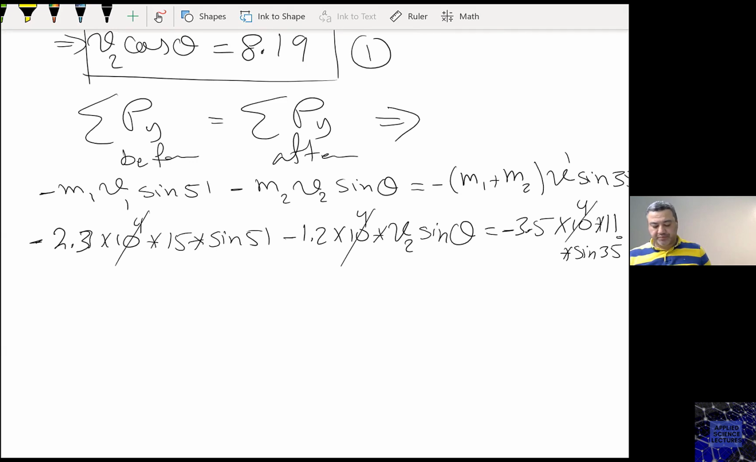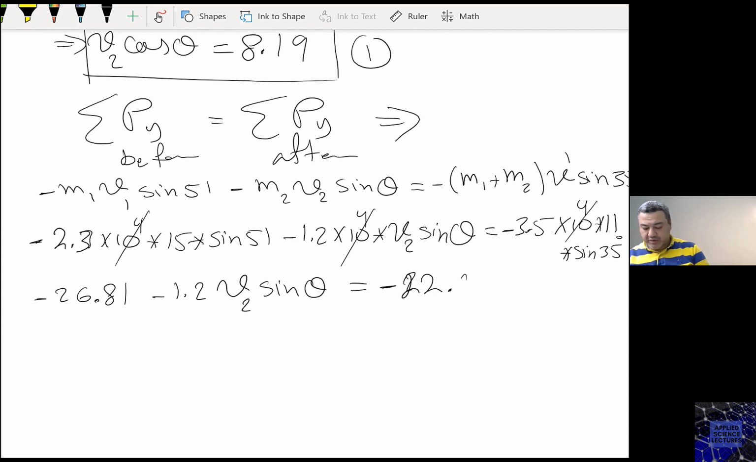Then we have sine 51 times 15 times 2.3 is minus 26.81, minus 1.2 V2 sine theta equals minus 22.008.